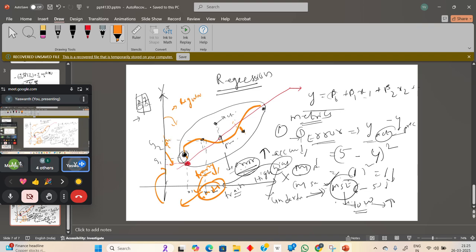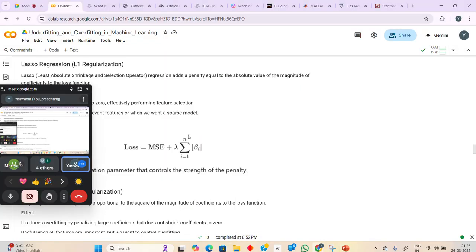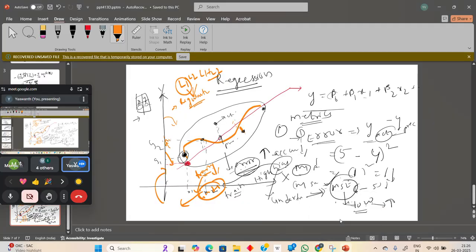The second technique is using regularization. The topic is regularization. There are three types of regularization: L1, L2, and L1 plus L2, a combination of these two. What is L1? L1 means lasso regression. L2 means ridge regression. Then the combination of L1 plus L2 is called elastic regression.